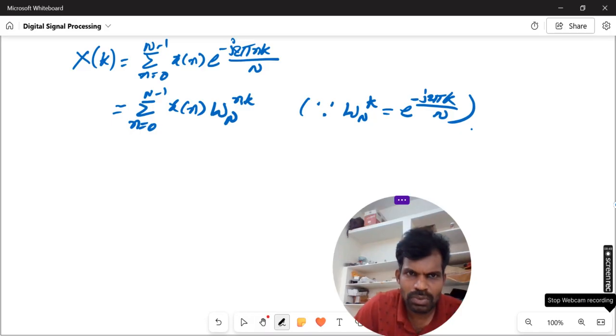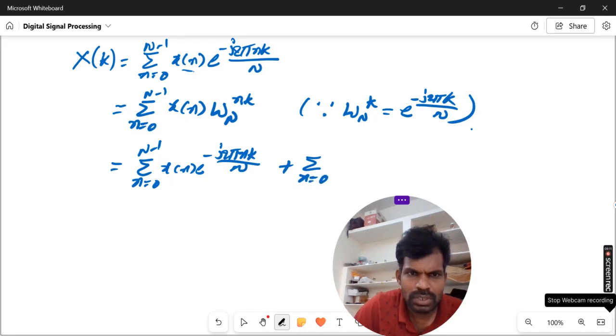Okay, let us write down this entire equation. Now we are going to separate this input sequence x of n into even and odd. For that, summation n equal to 0 to N minus 1 x of n into e to the power of minus j 2 pi nk by capital N, plus summation n equal to 0 to N minus 1 x of n into e to the power of minus j 2 pi nk by capital N.